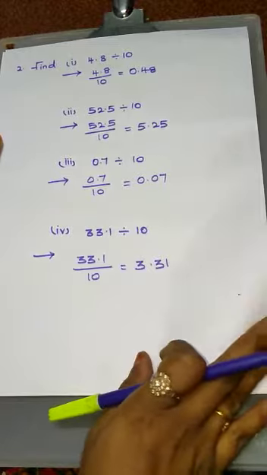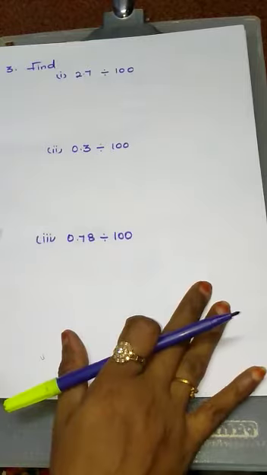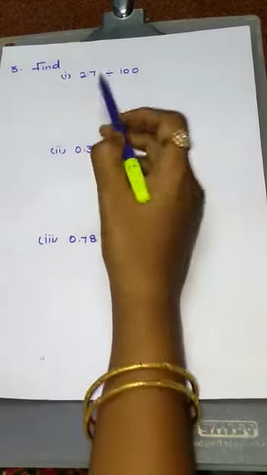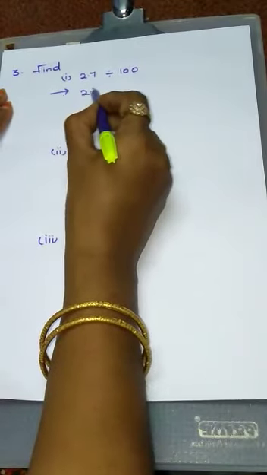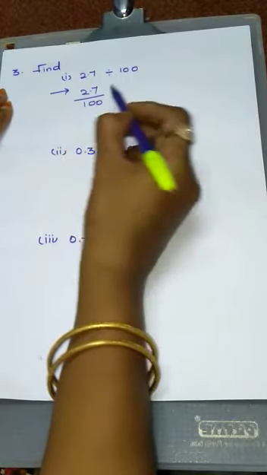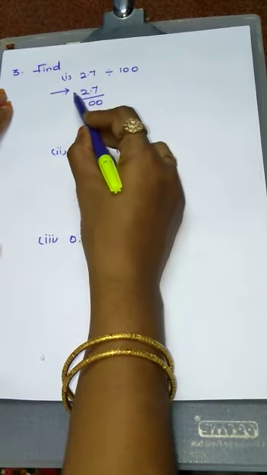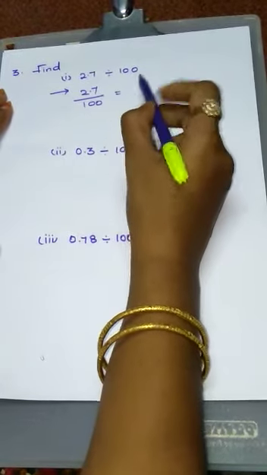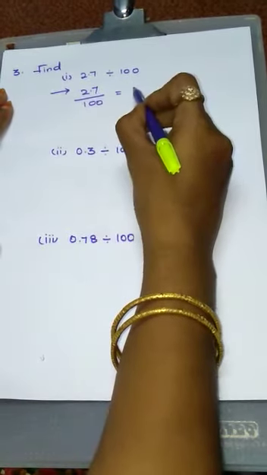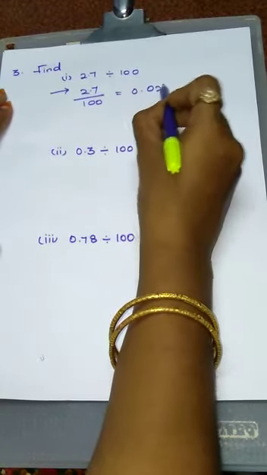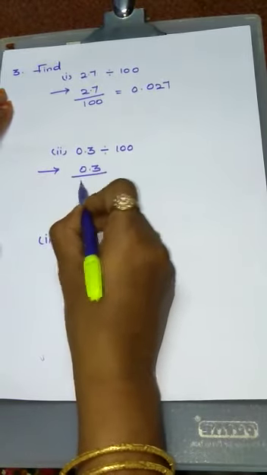Okay. Next, find 2.7 divided by 100. Now we are going to divide a decimal number using the value 100. Okay. So the question is 2.7 by 100. Actually in 100 we have two zeros. So we have to move the decimal point two places towards left. So here we are having one place. We need another one. So the answer is 0.027.